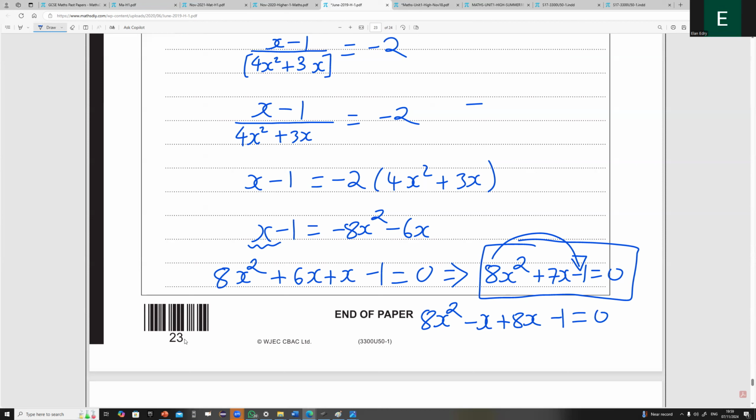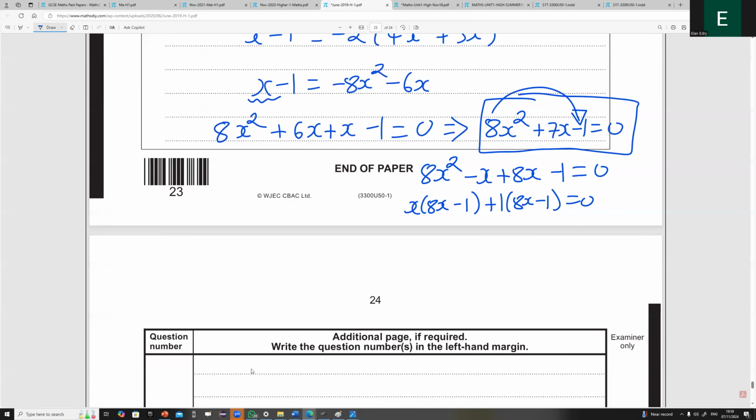So we could then factor out the x, giving us x plus 1 times 8x minus 1. So sorry, I'm all over the place in this. We get x plus 1 and 8x minus 1 equals 0. So we either have x plus 1 being 0, so we get x equals minus 1, or 8x minus 1 equals 0, x equals plus 1, because 0 plus 1 is 1, over 8. And those would be my answers.